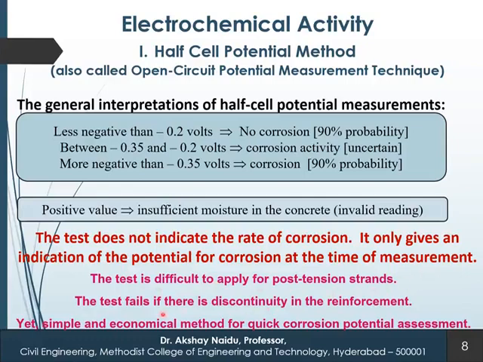The test fails if there is discontinuity in the reinforcement, obviously, because one lead is connected to the reinforcement, and if the reinforcement is broken or there is discontinuity, then it so happens that the test will fail. So this is a simple and economical method for quick corrosion potential assessment.